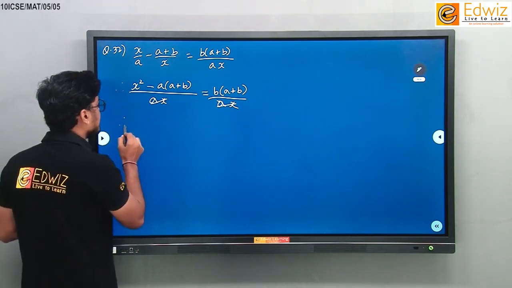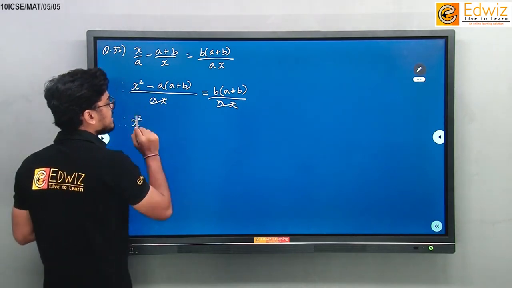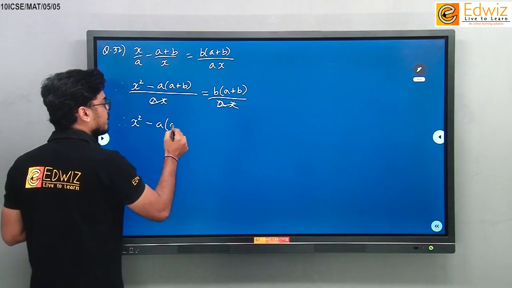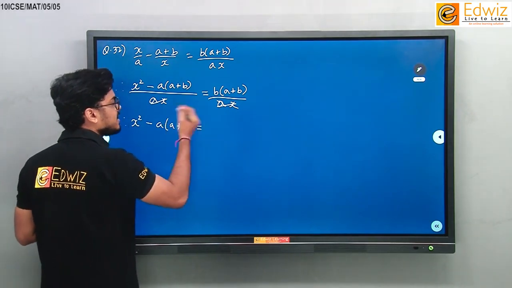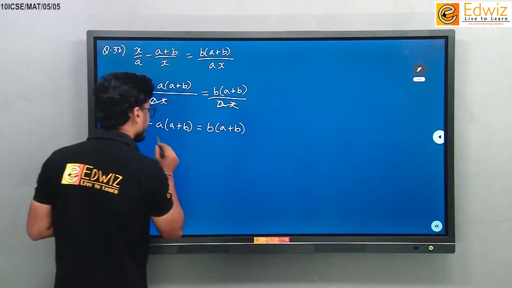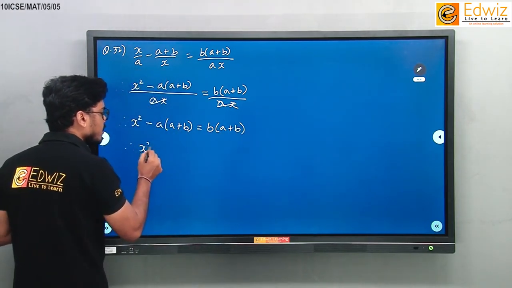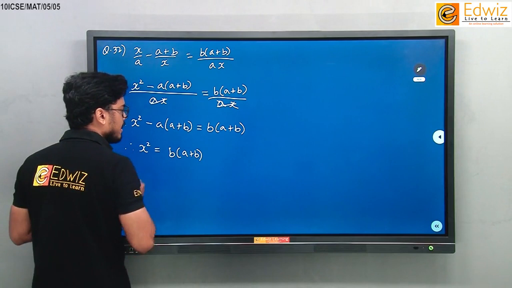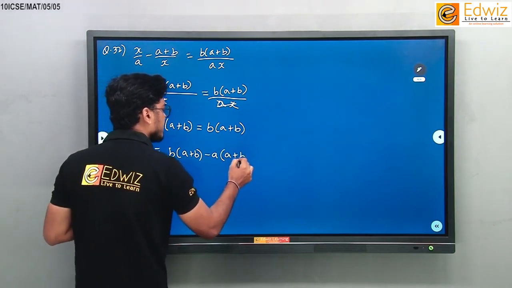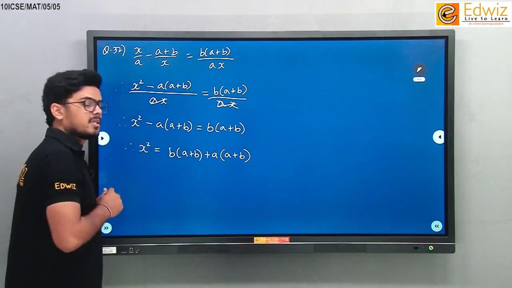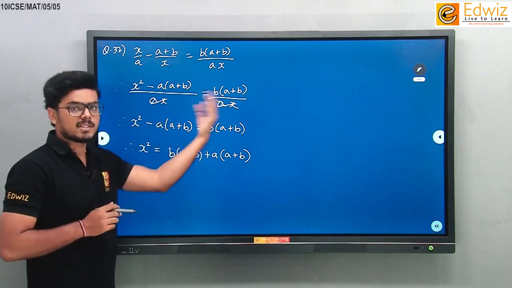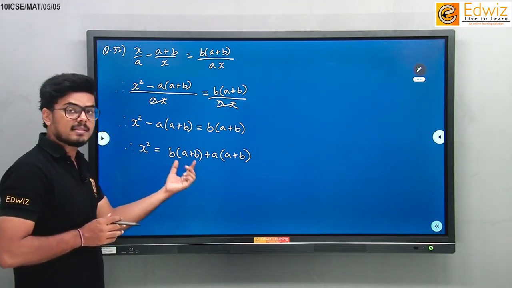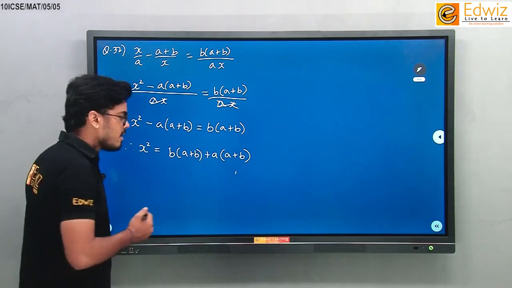And on the left side this is x square minus a multiplied by a plus b equal to b multiplied by a plus b. So both constants are visible to me. What I can do here is just change the side of this and send it on the other side. Okay, if I send it on the other side, this will be x square equals to b multiplied by a plus b and minus a multiplied by a plus b. This on the other side will become positive. So minus a multiplied by a plus b I just sent to the other side, it became plus a multiplied by a plus b. Now in these two terms, you can see a plus b is common. We can take it outside.